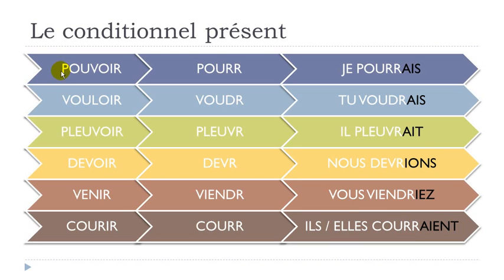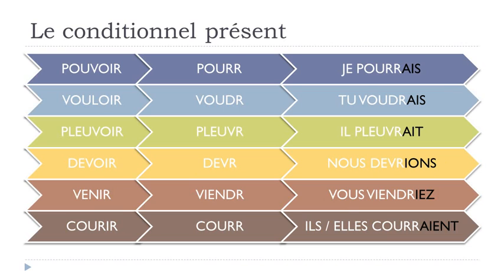All right, so let's see them one more time. Pouvoir, can, je pourrais. Vouloir, to want, tu voudrais. Pleuvoir, to rain, il pleuvrait. Devoir, to have to, nous devrions. Venir, to come, vous viendriez. Courir, to run, il courrait, elle courrait.